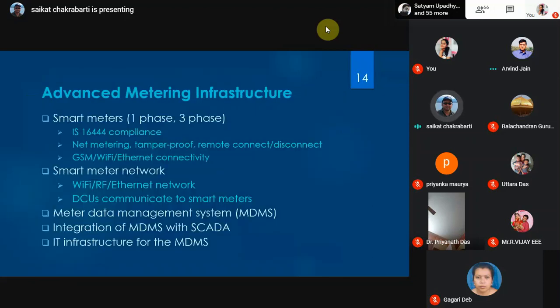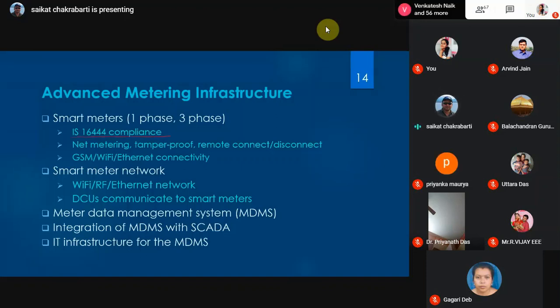So then let's move on to our next subsystem, that is advanced metering infrastructure. So AMI includes not only the smart meters, but also the associated communication infrastructure, as well as the IT infrastructure to store and manage the data. The smart meters are supposed to be Indian standard 16444 compliant.